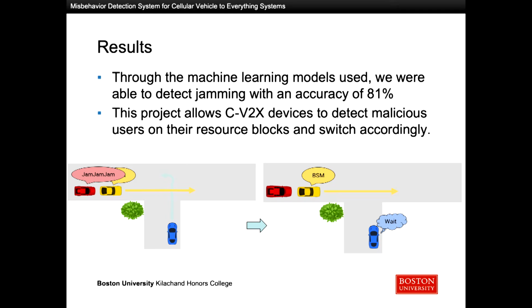So the overall results: through these machine learning models, we were able to detect jamming with an accuracy of about 81%. This really does two things. It allows the vehicles themselves to communicate, to go from that leftmost picture where they're being jammed to intelligently move to another wavelength and continue to communicate despite that jammer.